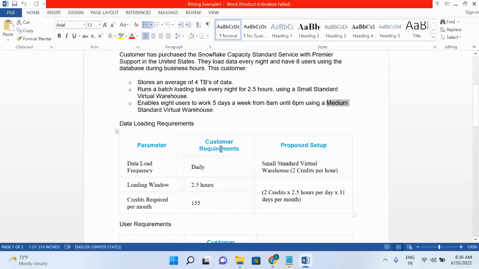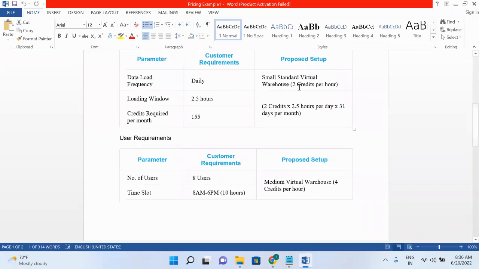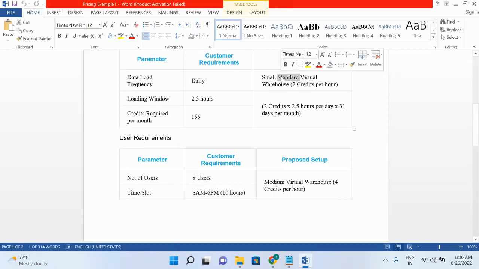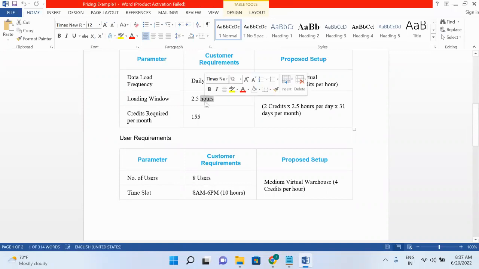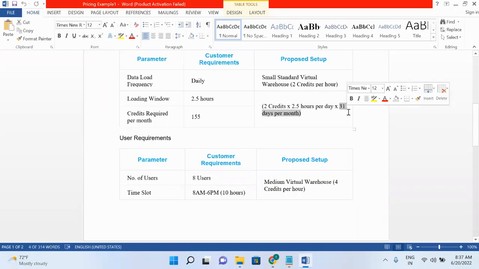The users are utilizing a medium standard virtual warehouse, right? And when you come to the data loading requirement, it is 2 credits per hour on a standard virtual warehouse, and this is for daily. Then the data load is 2.5 hours on a standard virtual warehouse at 2 credits. If you calculate 31 days approximately, it is going to be around 155 credits, right?